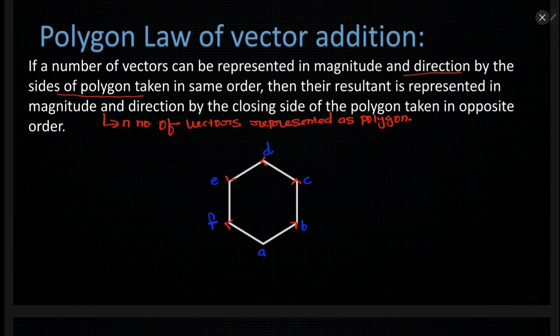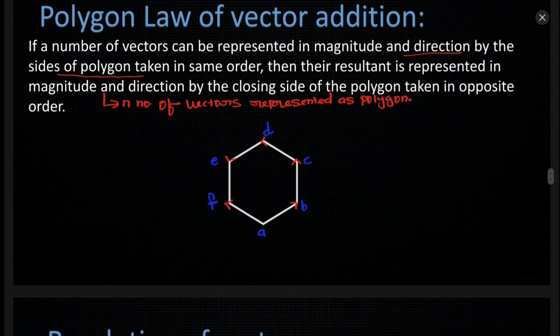Let's try to understand the polygon law from this diagram. Suppose I started walking from this point A, I reached B, then from B I started walking to C, from C I started walking to D, and from D I started walking to E, and from E I started walking and reached F. Then ultimately you can see that I am reaching from point A to F, and this is what the polygon law of vector addition tries to convey.